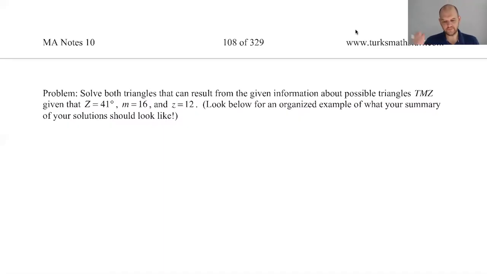All right, we're back. We are on page 109 of Math Analysis, notes 10. We're talking about solving oblique triangles, which means find all the angles and all the sides of a non-right triangle. So far, we're using the law of sines to accomplish that, which means we are given an angle-side pair, right? So angle A, side A, angle Z, side Z. We have a pair of those, and then we have either another angle or another side.